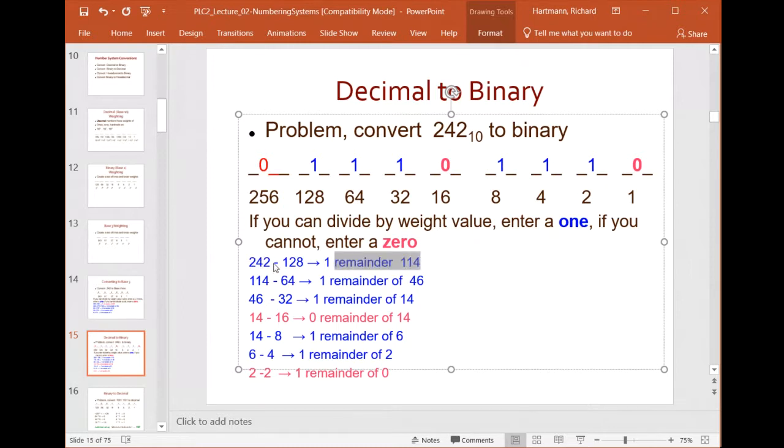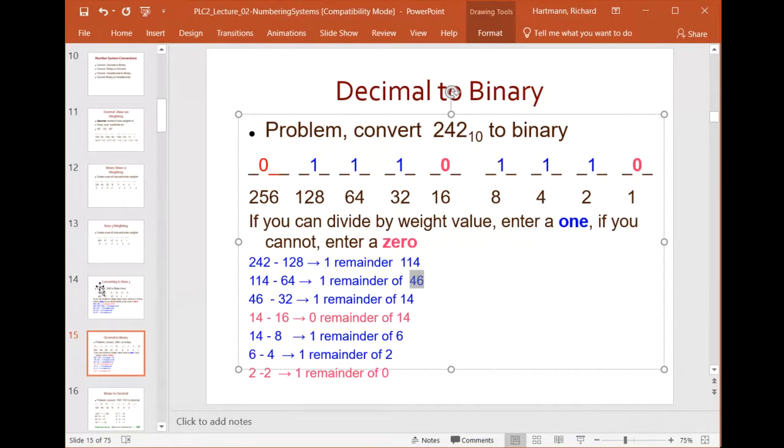But now I've got my remainder. My remainder is 114, because I've taken away 128. So I'm left with 114. So I'm going to go over to the next column and look at 64. And I'm going to say, can I subtract 64 from 114 and keep the number positive? And the answer is yes. You end up with a positive 46. So that is allowed. So I'm going to put a 1 in the 64s column.